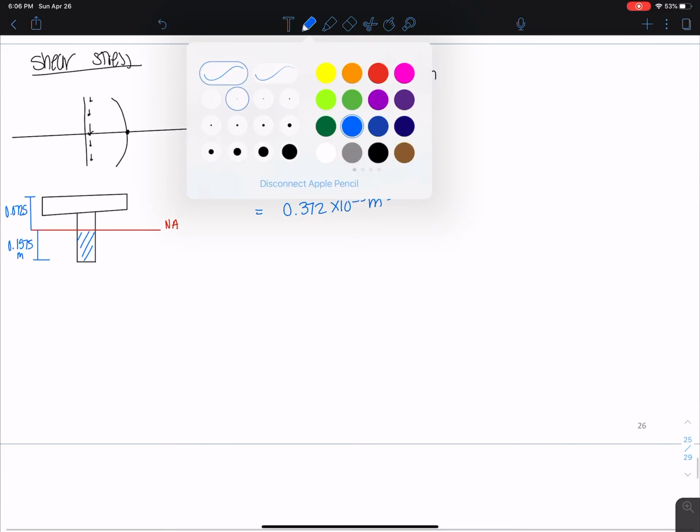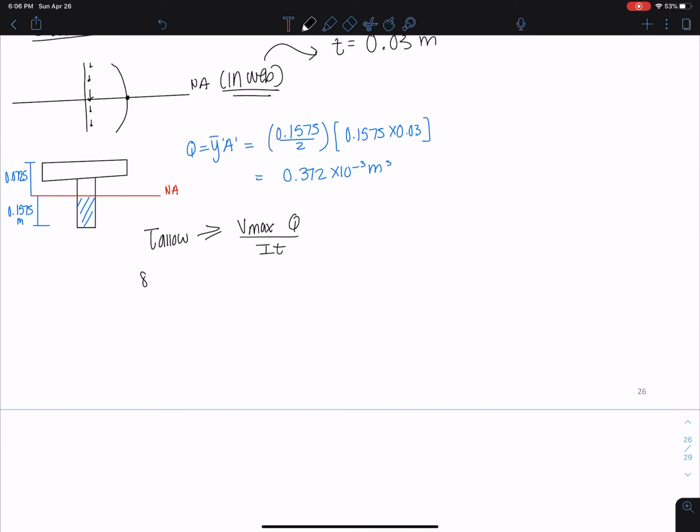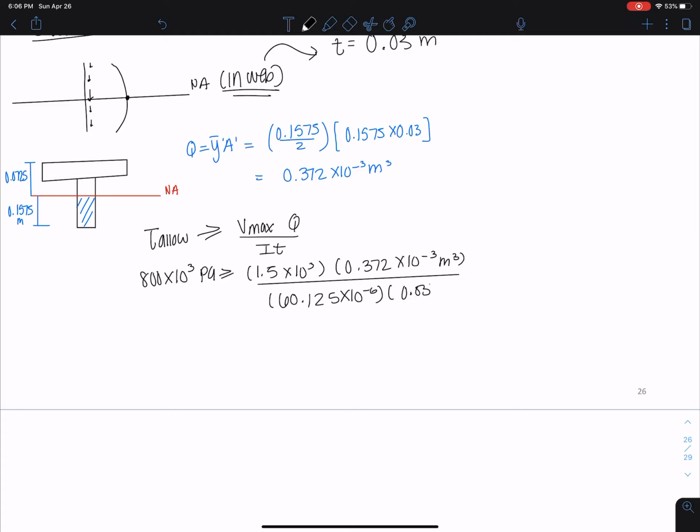Now I need to check that my tau allowable, my allowable shear stress, is greater than or equal to V max Q over I t. So we have this 800 times 10 cubed pascals needs to be greater than or equal to 1.5 times 10 cubed times 0.372 times 10 to the negative 3 meters cubed divided by our moment of inertia, which we calculated earlier, and we get 309 times 10 cubed pascals, which is less than the 800, so we're okay. So we are fine in bending, we're fine in shear.